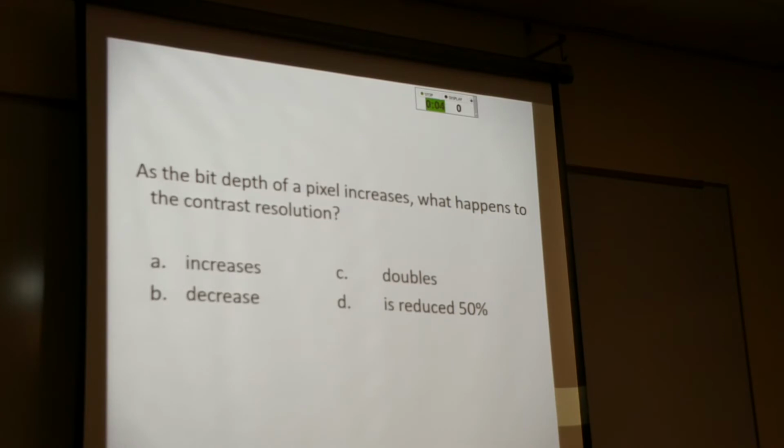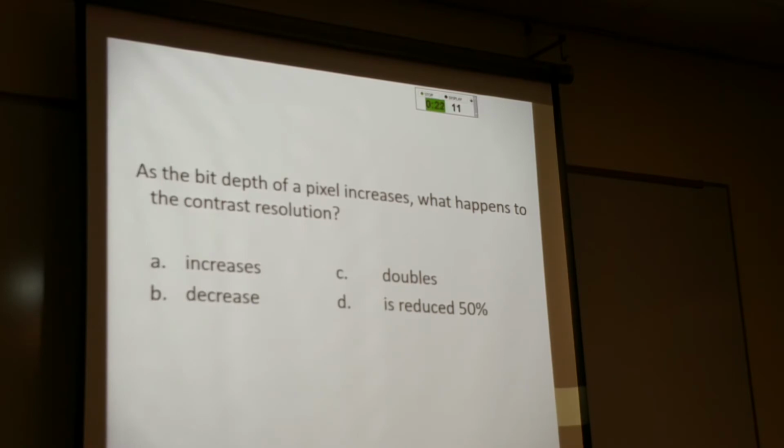Okay, so what does bit depth mean? It's the ability of one pixel to do what? To show many shades of gray. So some pixels are only allowed to show a few shades of gray, some pixels can show many shades of gray, and that's called the bit depth.